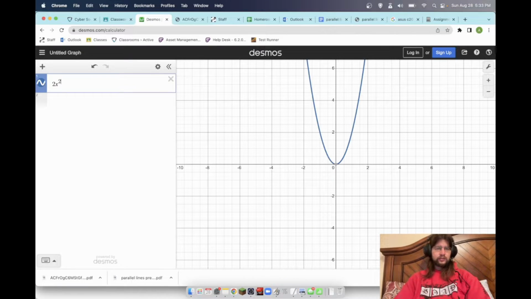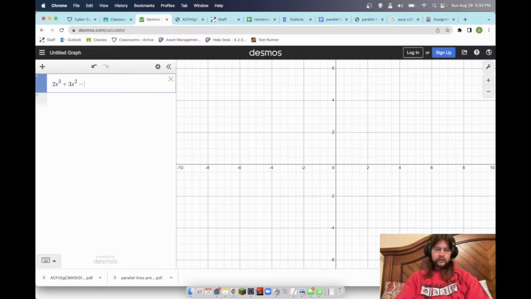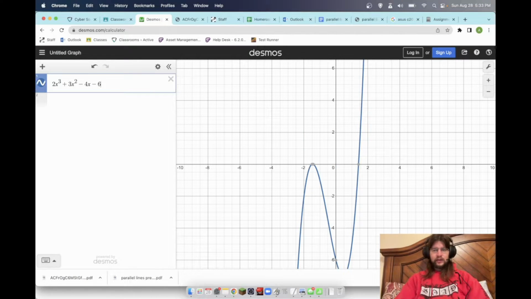2x cubed plus 3x squared minus 4x minus 6. Alright, so if we look, we have these dots automatically on Desmos. If you hover over them, they'll give you their values. If you tap on them, they'll stay. Again, this should be a review.